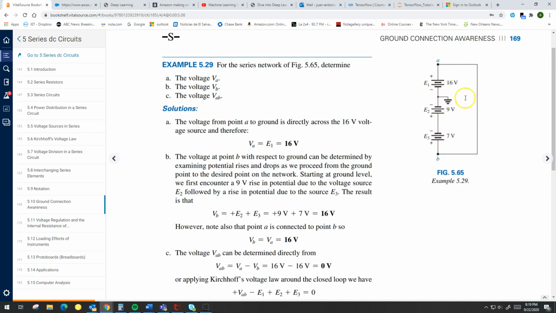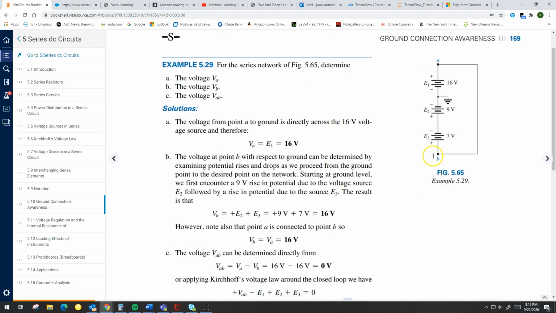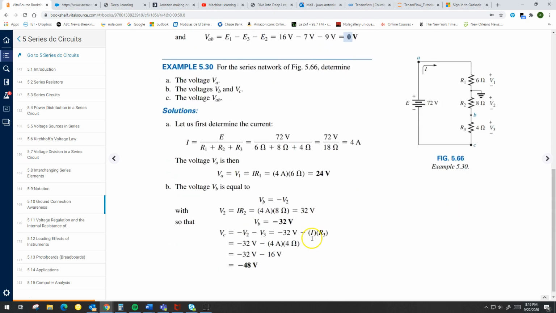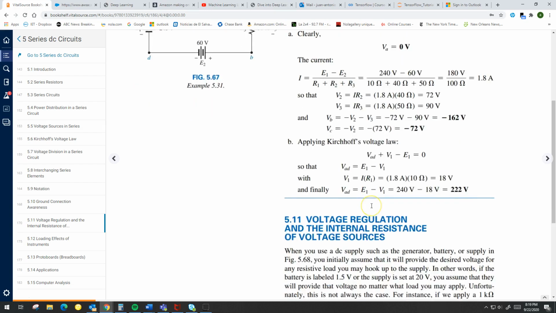You can also do a KVL around the circuit, and you're going to get a VAB of 0. You can also redraw this any way you want to make it look a little different, and you should still get the same results. Okay, so that's what that is.